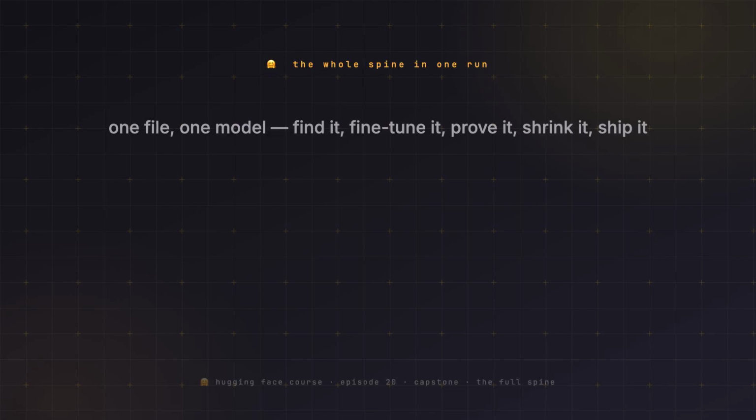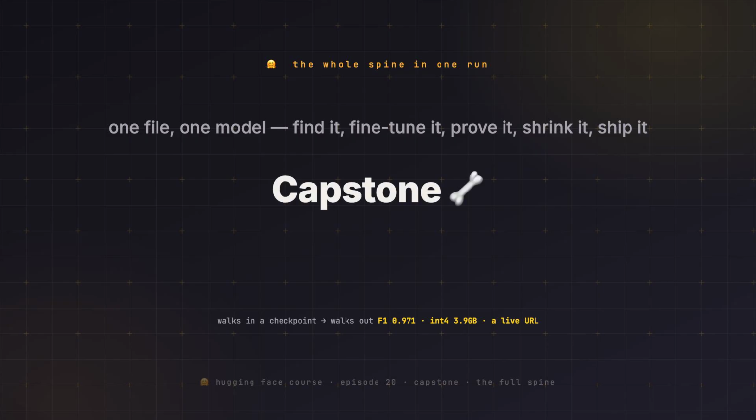This stitches together everything we built. EP4's data loading, EP6's fine-tune, EP7's metrics, EP9's quantization, and the shipping moves from EP18 and 19 into one single run. For 19 episodes, we've been pulling the Hugging Face spine apart one bone at a time. A tokenizer here, a trainer there, a quantization config off on its own. Today we put the whole skeleton back together.